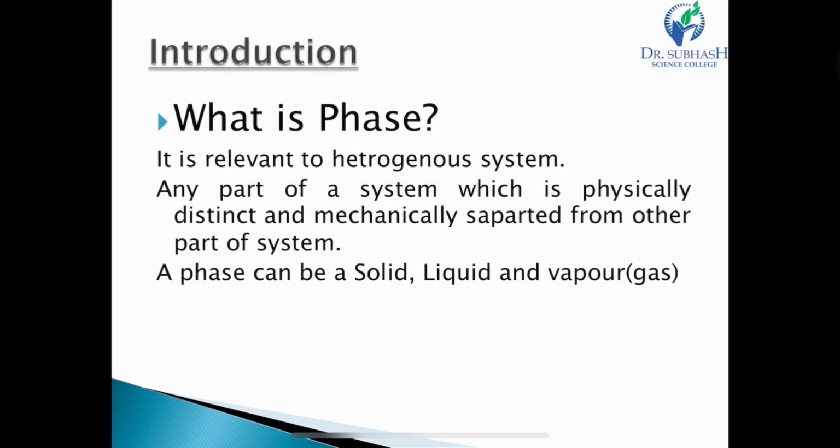So now introduction. Now what is phase? Phase, what is it called? So it is relevant to heterogeneous system. So first of all, you need to understand what is homogeneous and what is heterogeneous, right? Any part of system which is physically distinct and mechanically separated from other part of system, this is called phase. This is the definition of phase, right?